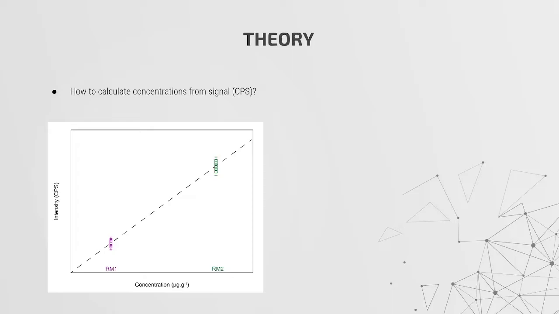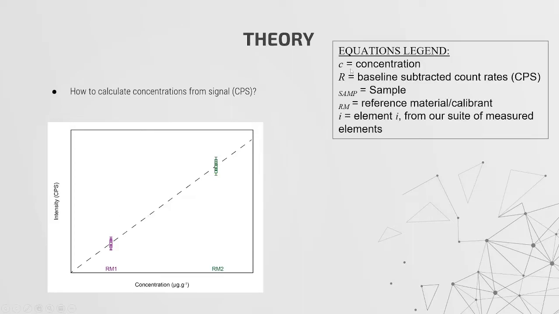So let's look at the maths behind this. And before I do, I'd just like to introduce some of the symbols that I'll be using in our equations. So wherever you see a lowercase c, that's referring to the concentration. Where you see an uppercase R, that's talking about count rates. And in particular, whenever I say counts per second or count rates, I'm talking about the baseline subtracted count rates. We're not using the raw counts at all in any of these calculations. Where it has the subscript samp, that means that it's talking about the sample. So for example, C subscript samp means the concentration in the sample.